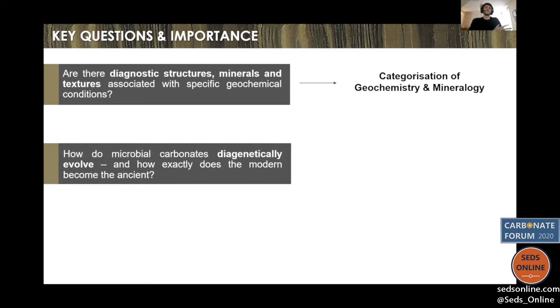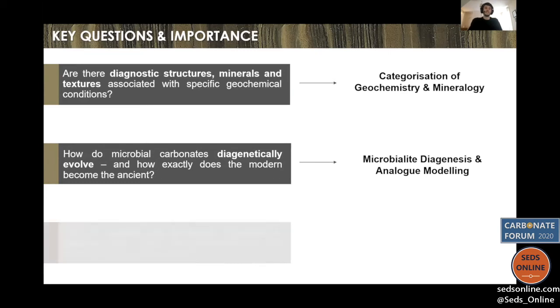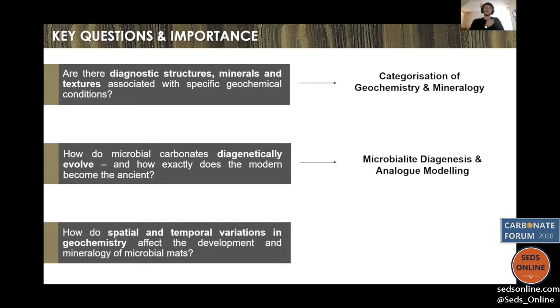How do these microbial carbonates actually evolve when it comes to diagenesis? And how do these modern microbial mats become stromatolites that we find in the geological record? So obviously that's quite important for understanding diagenesis as a whole, but also for means of analog modeling. And then we want to know as well, how do spatial and temporal variations in geochemistry within different settings actually affect the morphology of these mats and their mineralogy?